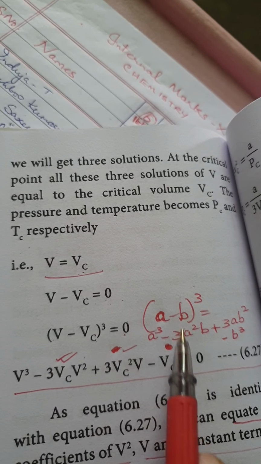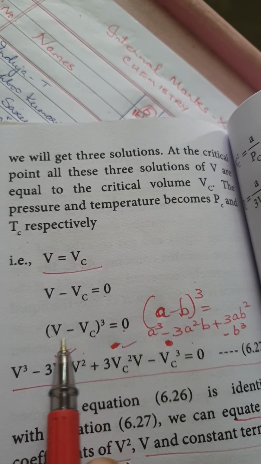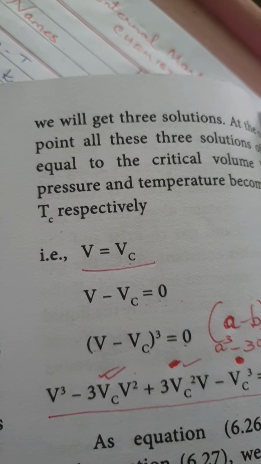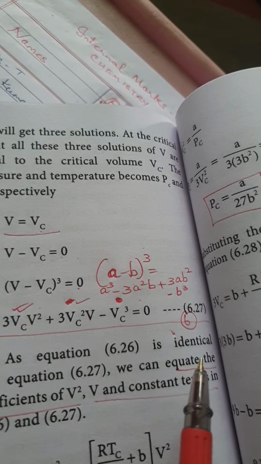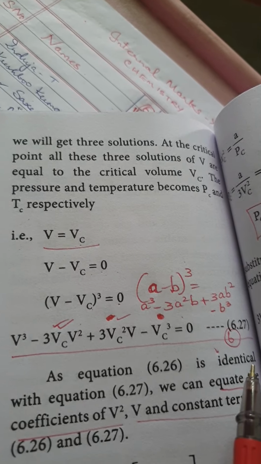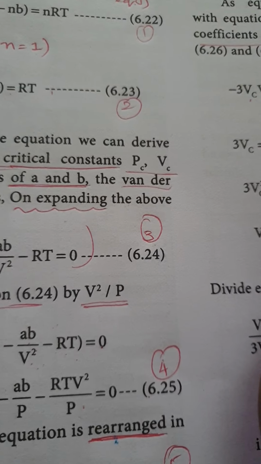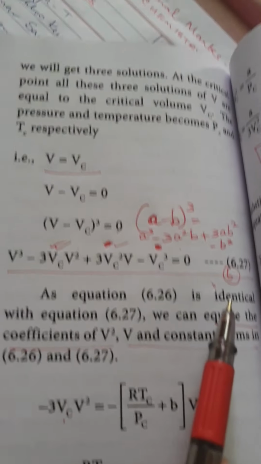So, applying the same formula, find out the expansion of V minus Vc whole cube. This will be written as our sixth equation. Now, this sixth expression is identical to the fifth expression, the fifth expression over here. So I'm going to compare the fifth and the sixth expressions here.